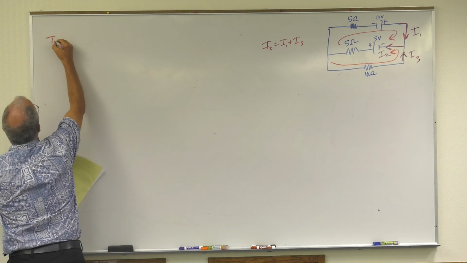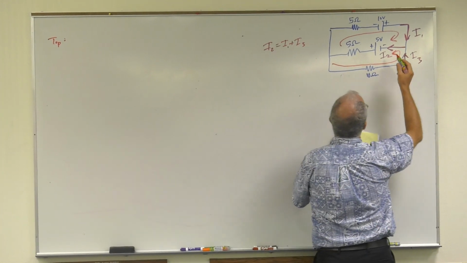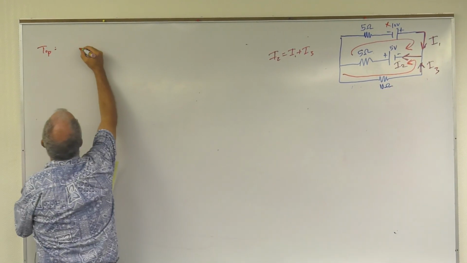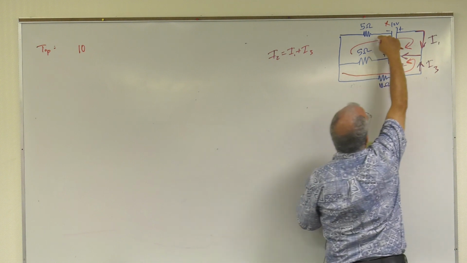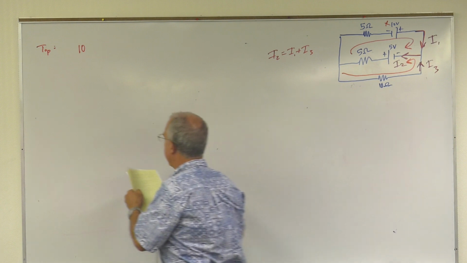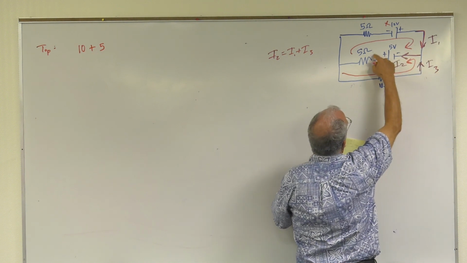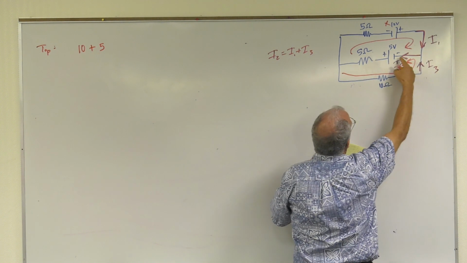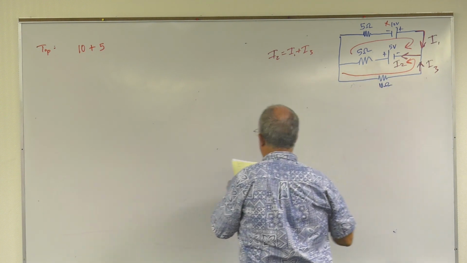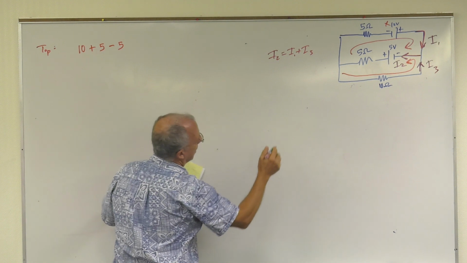So here we go. So the top loop. Where do you want to start? I don't care. Let's start here. All right? So from here to here, we get plus 10. And then we go, remember, we're going clockwise. So here we go from minus to plus, that's plus 5. And then we go through this resistor, right? We go through a resistor, so we lose voltage. So it's minus IR. So it's minus I... No, it's I1 plus I3.